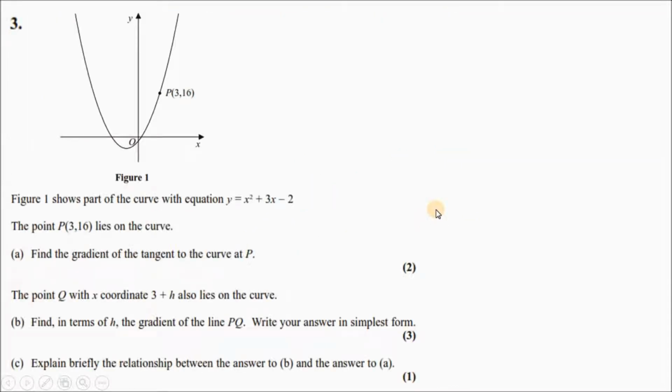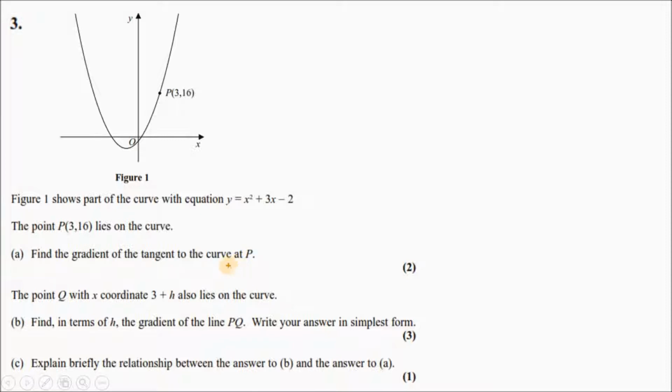Question number 3. Figure 1 shows part of the curve with equation y equals x squared plus 3x minus 2. The point P (3, 16) lies on the curve. Find the gradient of the tangent to the curve at P.